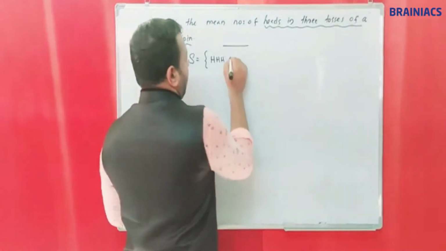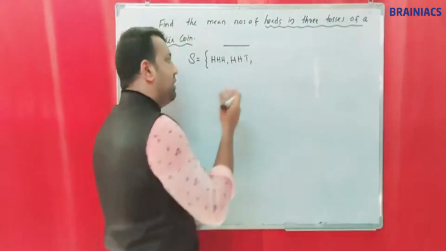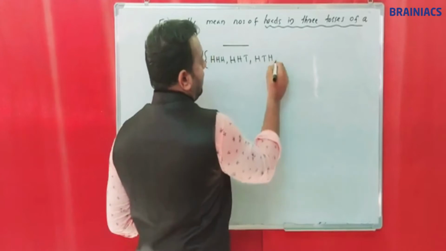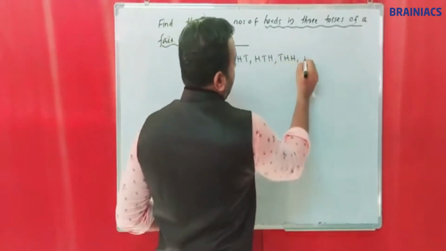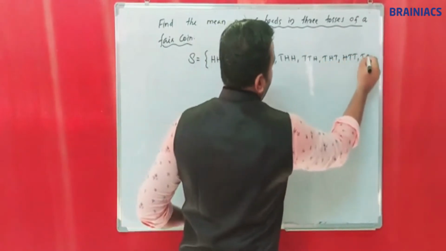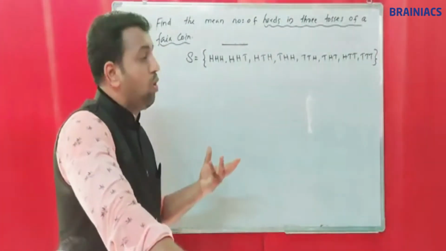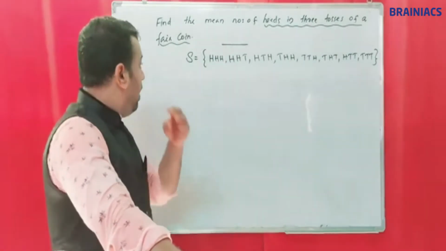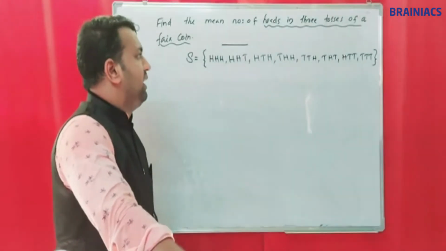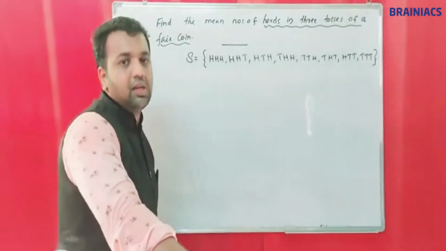Okay, and the second possibility is HHT. First gives head, second gives head, and third gives tail. So the meaning can be taken in this way: HTH, THH, TTH, THT, HTT, and the last one is TTT. So there are 8 possible results when throwing a coin 3 times. Okay, so the sample space is HHH, HHT, HTH, THH, TTH, THT, HTT, and TTT. You can learn this result by heart.